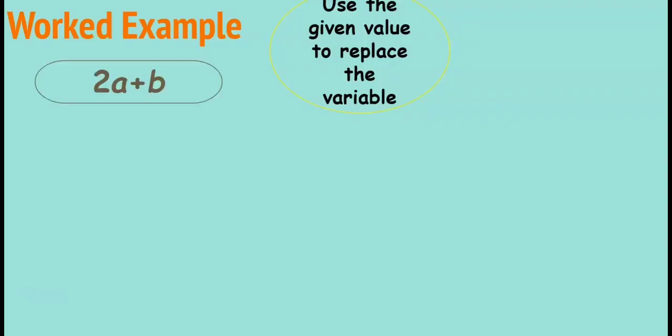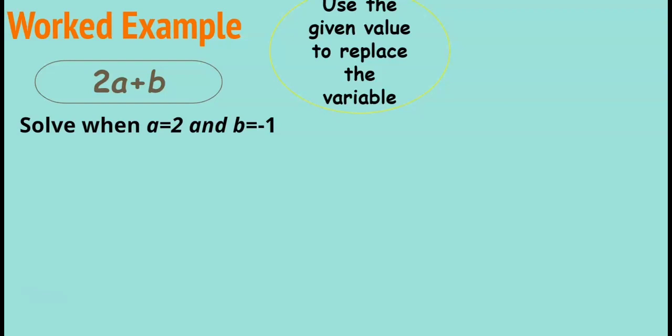Let's look at this example. 2a plus b. And we want to solve when a equals 2 and b equals negative 1. For the questions that we were doing previously, we only had one variable. Now we have two variables, and each variable represents a different value.